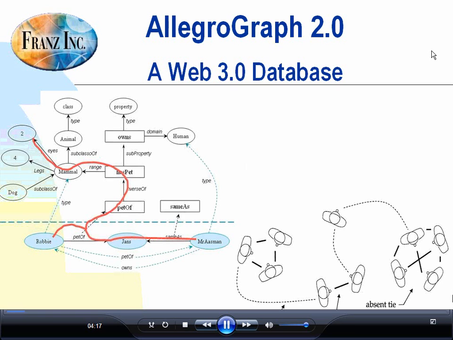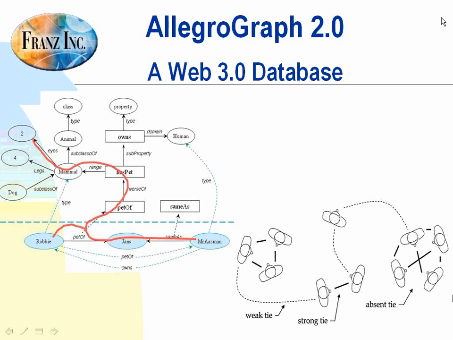So this morning I will talk about AllegroGraph 2.0, a thing that we call a Web 3.0 database. We just released AllegroGraph 2.0, so you'll be the first people outside of France that will see how this new graph database for RDF triple store works.